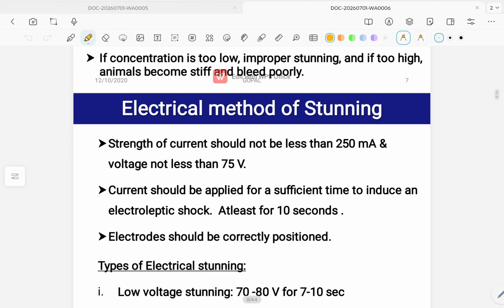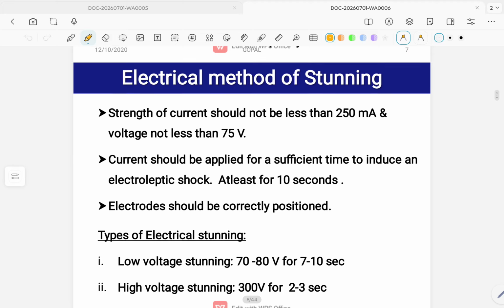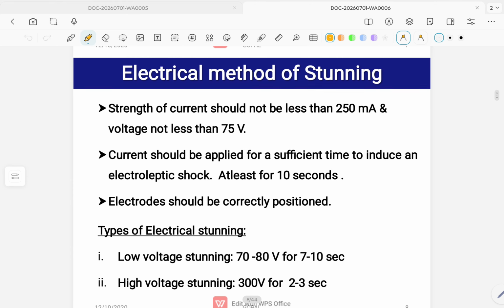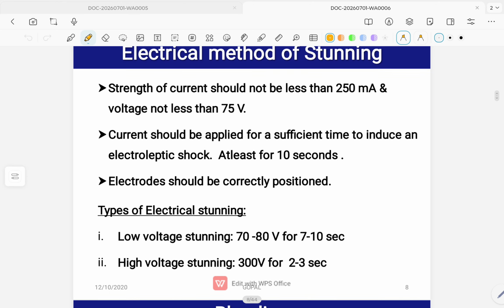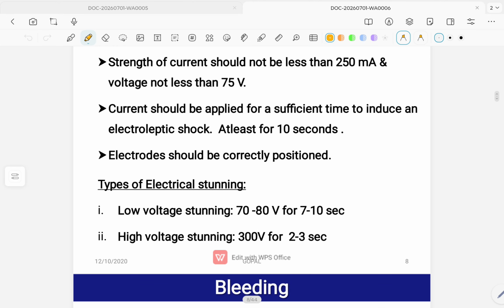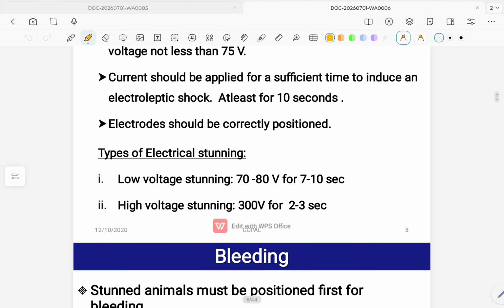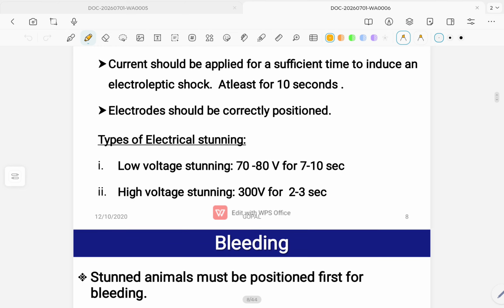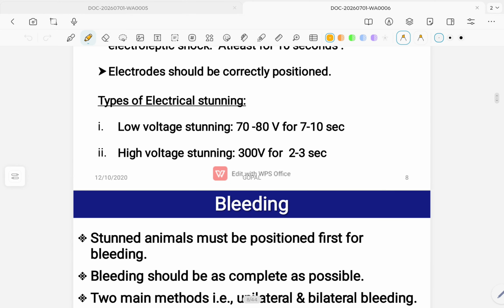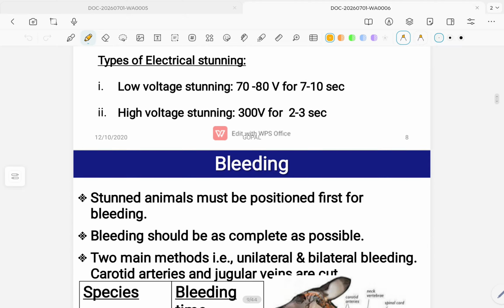Electric method of stunning. Strength of current should not be less than 250 mA and voltage not less than 75 volts. Current should be applied for a sufficient time to induce an electrolytic shock, at least 10 seconds. Electrodes should be correctly positioned. Types of electrical stunning: low voltage stunning, 70 to 80 volts for 7 to 10 seconds; high voltage stunning, 300 volts for 2 to 3 seconds.